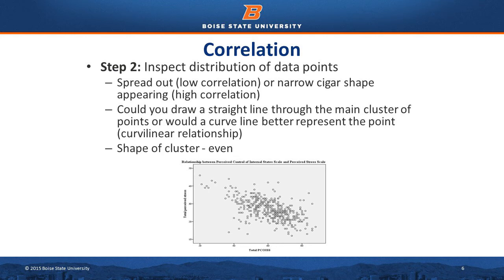What is the shape of the cluster? Is it even from one end to the other? Or does it start to narrow and then get fatter? If this is the case, your data may be violating the assumption of homoscedasticity. Next, we need to determine the direction of the relationship. As the values on the x-axis increase, do the values on the y-axis increase or decrease?